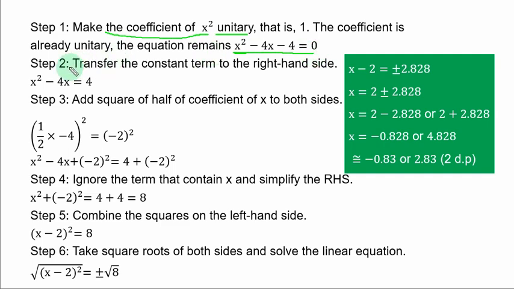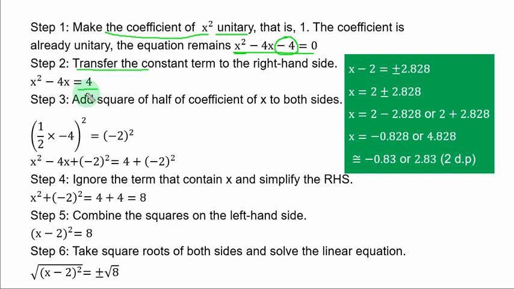Step 2. Transfer the constant term to the right hand side. This is the constant term. If you transfer it, it becomes plus 4. So you have s squared minus 4s equal to 4.